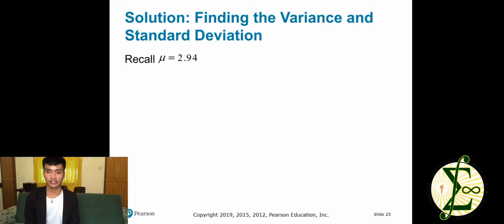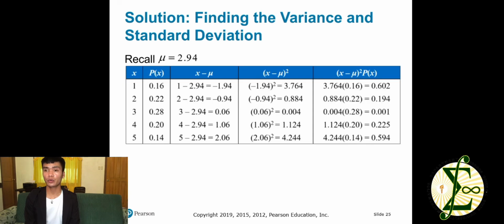Let's begin when our x is 1. 1 minus 2.94 is negative 1.94. 2 minus 2.94 is equal to negative 0.94. 3 minus 2.94 is equal to 0.06. 4 minus 2.94 is equal to 1.06. 5 minus 2.94 is equal to 2.06.